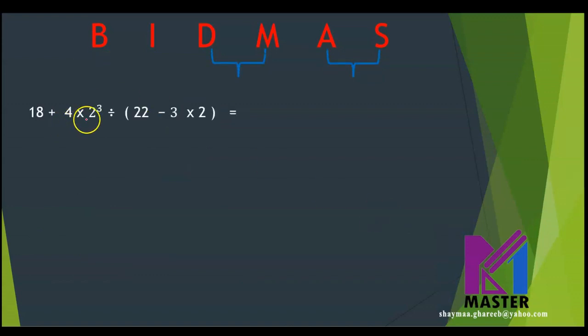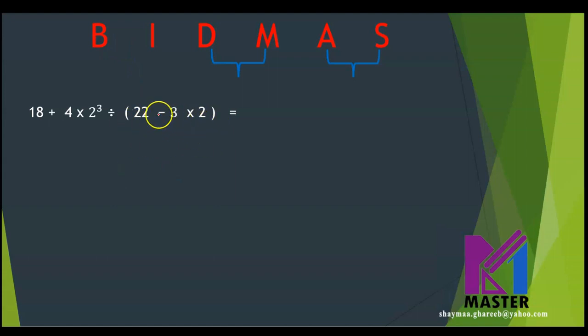Look at this one. It has brackets, and it has addition and multiplication and division. And what is this? Indices or powers. And inside the bracket, there are two different operations. So now let's try to do it. We said, what should be done first? Brackets. So what's inside the bracket?